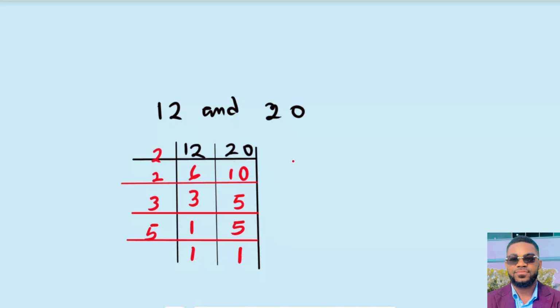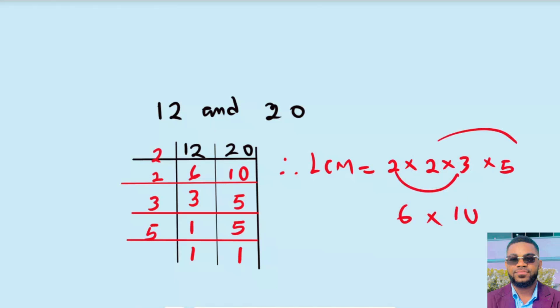So how do we get the LCM? The LCM is just the product of the prime numbers that we have here. Therefore, our LCM, the lowest common multiple, is equal to 2 times 2 times 3 times 5. So let's multiply. 2 times 3 is 6, and 2 times 5 is 10. And 6 times 10 is 60. So the LCM for 12 and 20 is 60. Now let's move on to the next one.